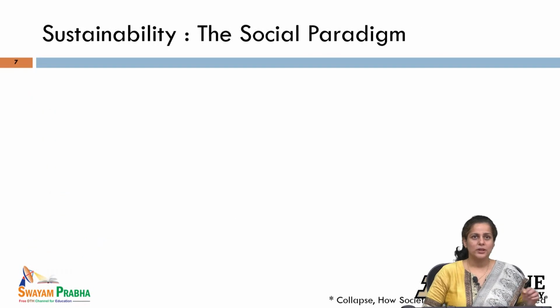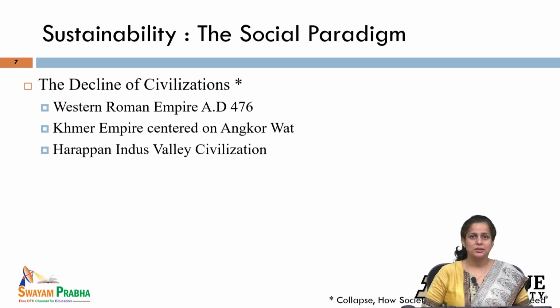The last one is the social paradigm. This one is very difficult to incorporate because we do not really think about designing a society. When we think about the decline of civilizations, there have been really advanced civilizations in the past like the Western Roman Empire. One that is very close to India is the Harappan Indus Valley civilization. A lot of these civilizations had advanced technology as well, and still these civilizations have gone extinct.